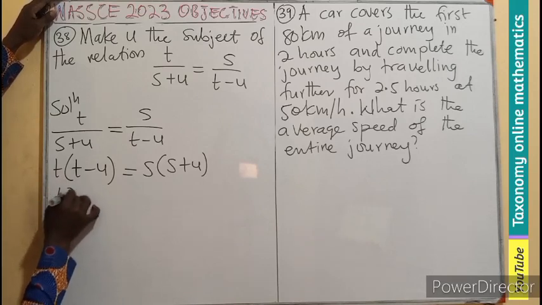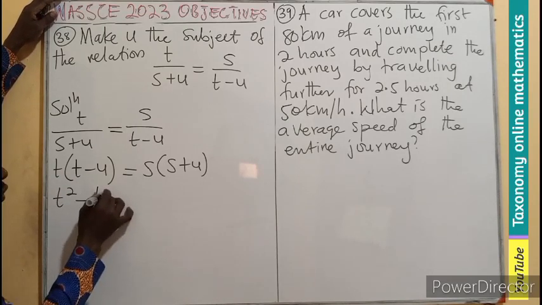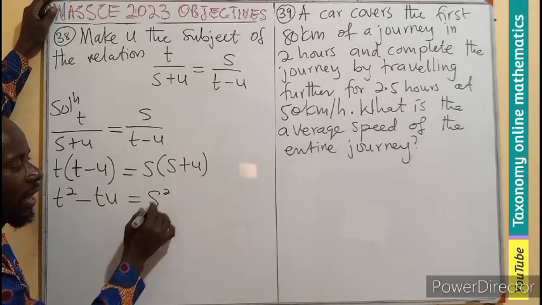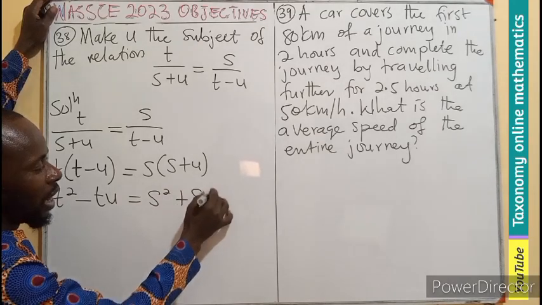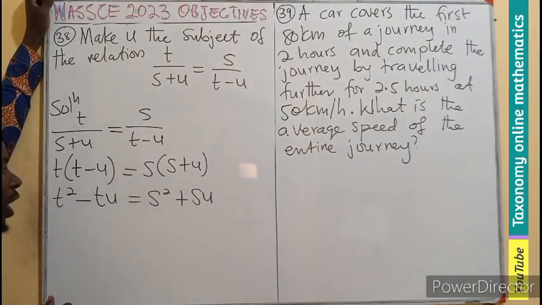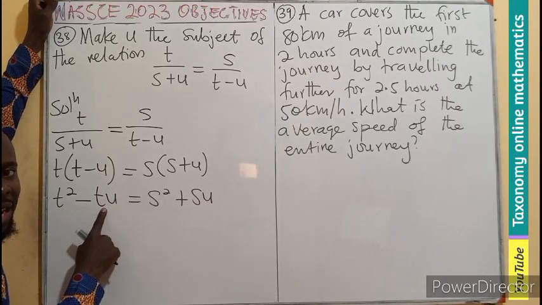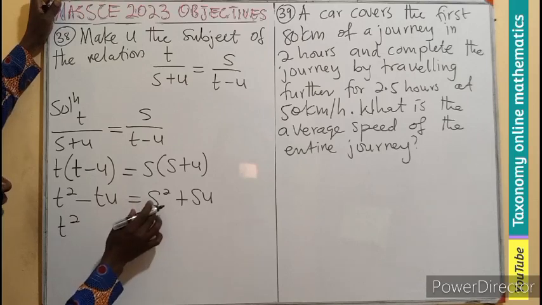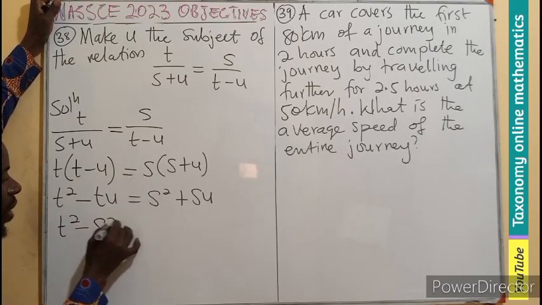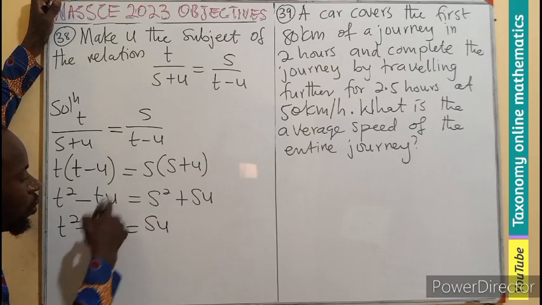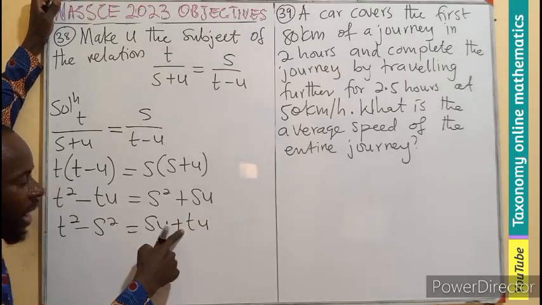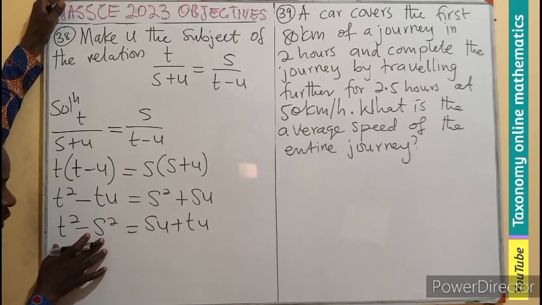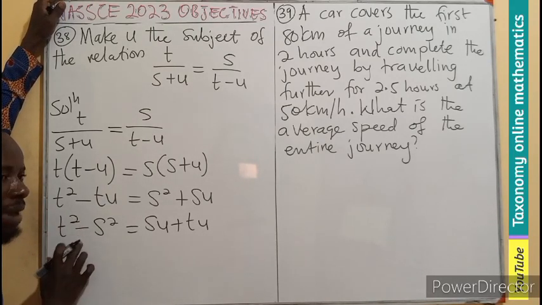T times T will be T squared. T times U will be TU. X times X will be X squared. X times U is XU. So now we have the U here and the U here. We need the U to be 1, so we group like terms. So T squared minus X squared equals XU plus TU. You know it's plus because negative is crossing. If you can see this clearly, you see first term squared minus second term squared.